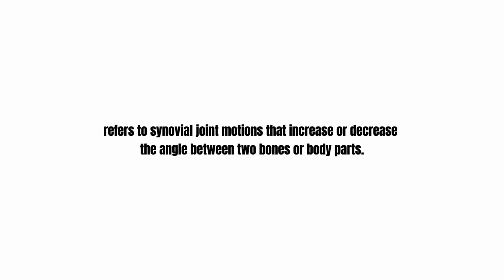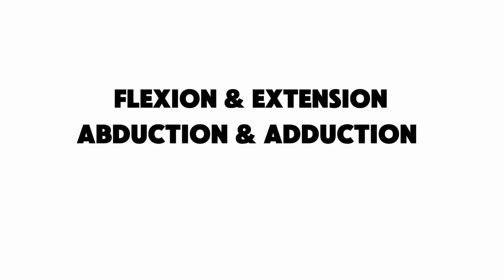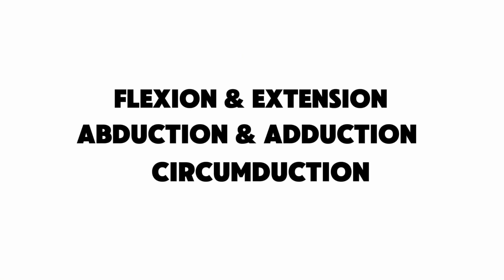The first terminology is angular movement. By definition, angular movement brings about a change in the angle between the long axis of the moving bone and a reference line in the fixed bone. So basically, we're changing the space between our joints. And this category consists of flexion, extension, abduction, adduction, and circumduction.